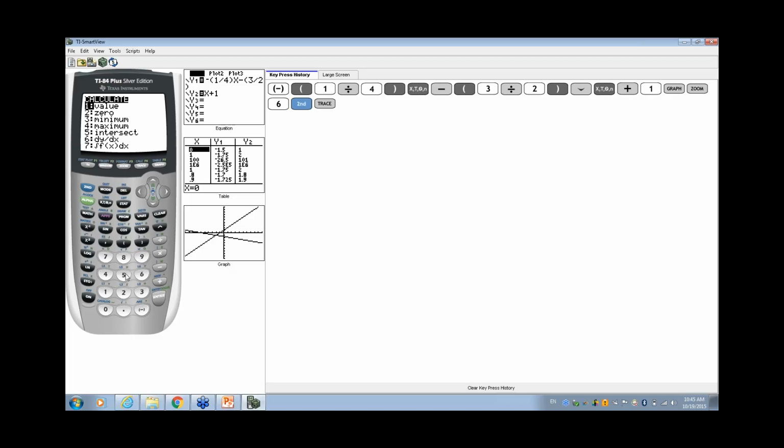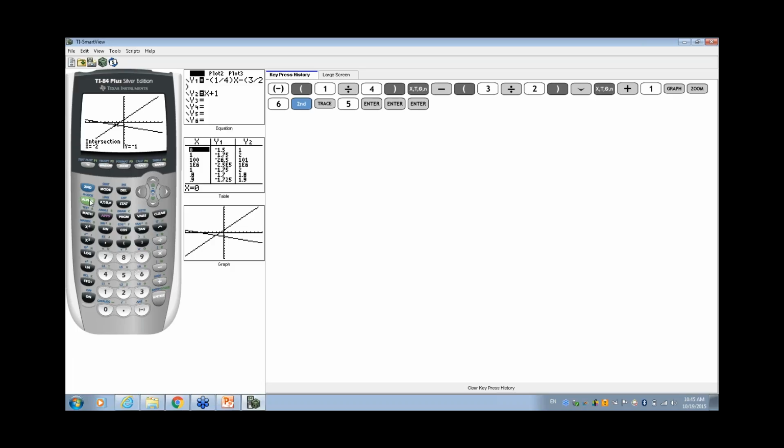5 for intercept. And then I'm going to press enter 3 times. 1, 2, 3. So my intersection is at -2, -1, which is the answer to my system of equations. Are we good on this? How to solve this on the calculator?